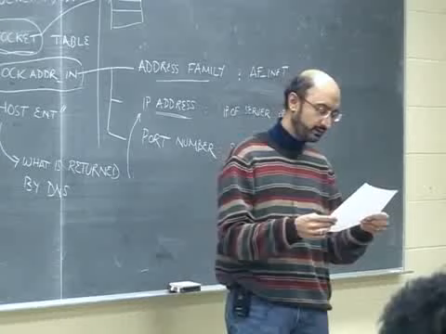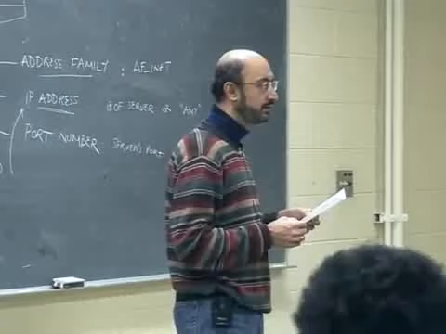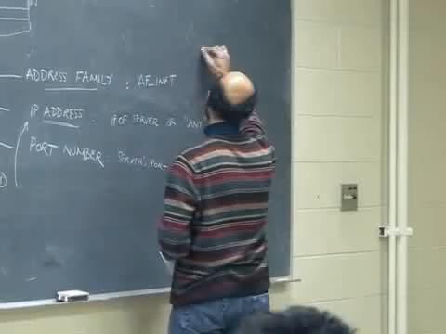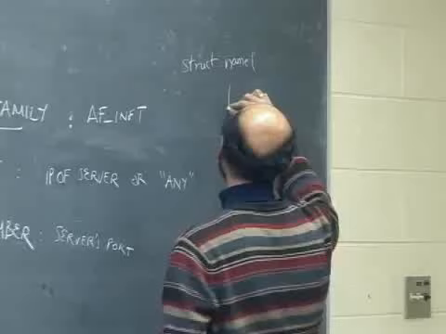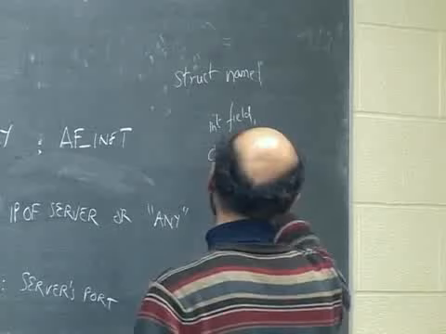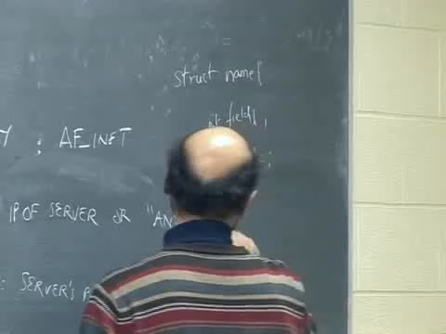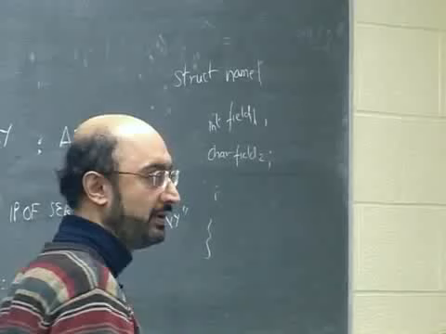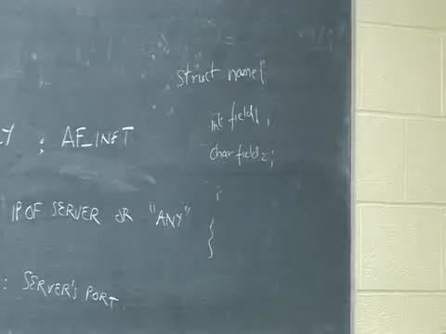Those are the variables in this program. What does the structure mean? A struct is like an object. A struct has a name and then it has field one, like int field one, char field two, etc. So that's a structure, it's an object. It has some elements in it, like an object does. Objects in Java came from structures in C. We have these three fields in that structure: address family, IP address, and port number.